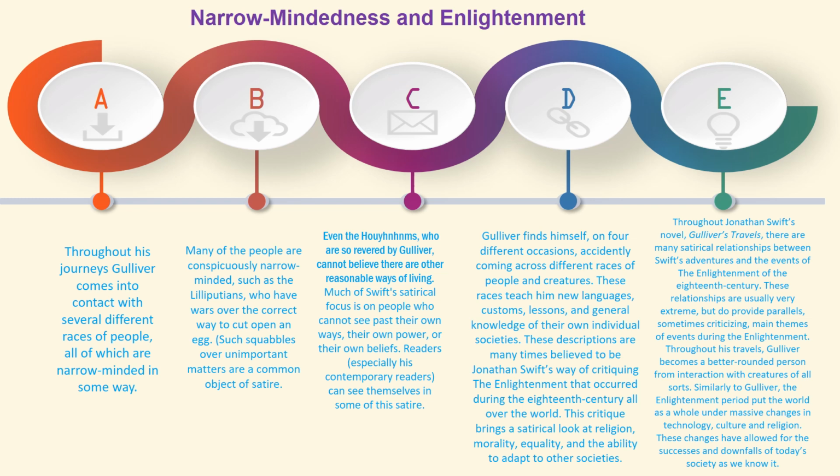That's why we can say Gulliver finds himself on four different occasions coming across different races of people and creatures. These races teach him new language, customs, lessons, and general knowledge of their own individual societies. These descriptions are many times believed to be Swift's way of criticizing the Enlightenment that occurred during the 18th century all over the world. And this brings a satirical look at religion, morality, equality, and the ability to adapt to other societies.